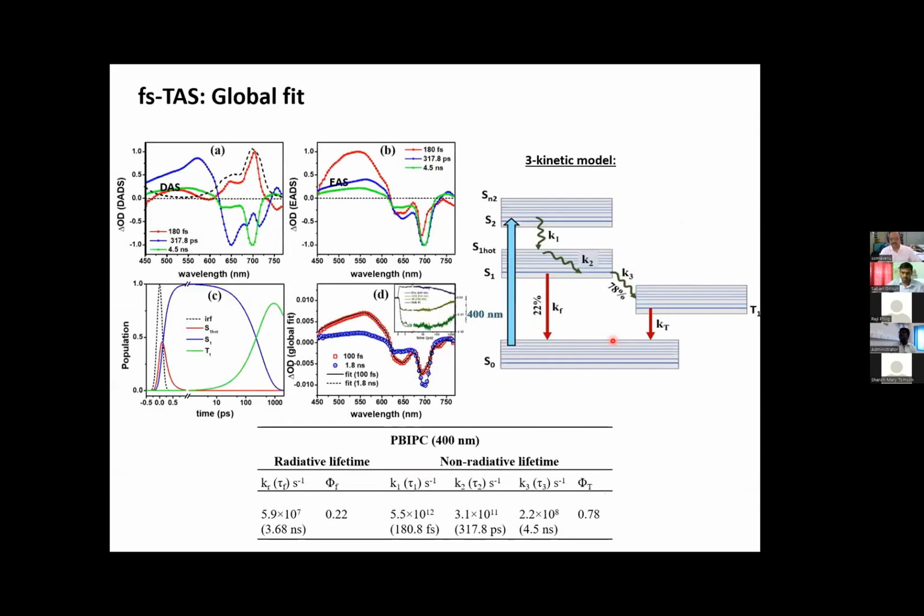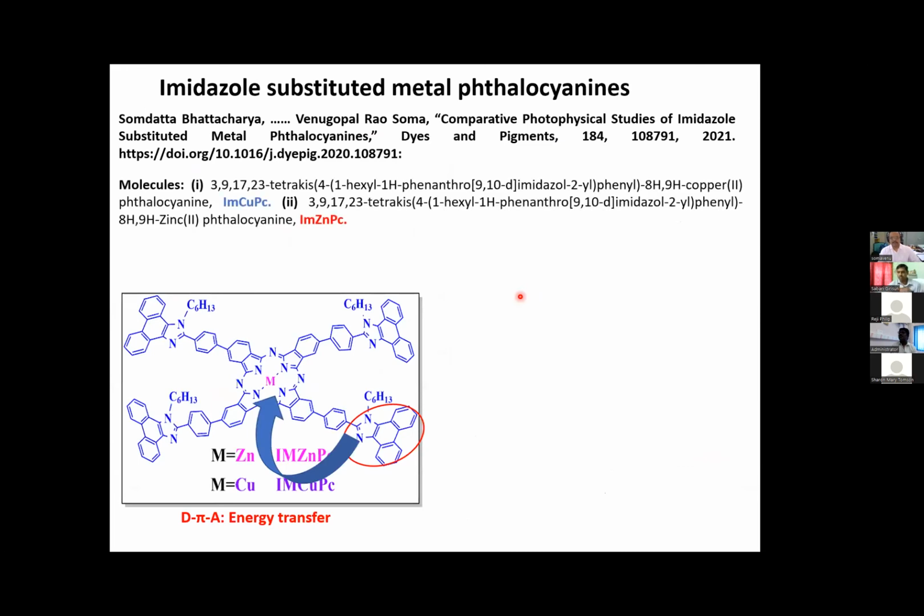I'll skip this dynamics part. We completely analyzed how these dynamics occur. Then there's another very interesting molecule, an imidazole substituted molecule, where you have these 4 peripheral substituents here. And in the center, we have a zinc or a copper atom.